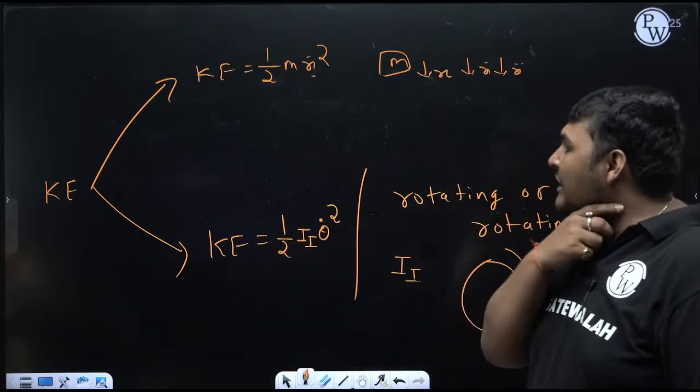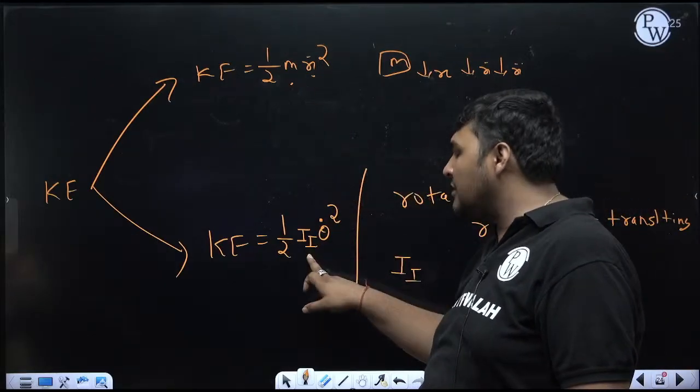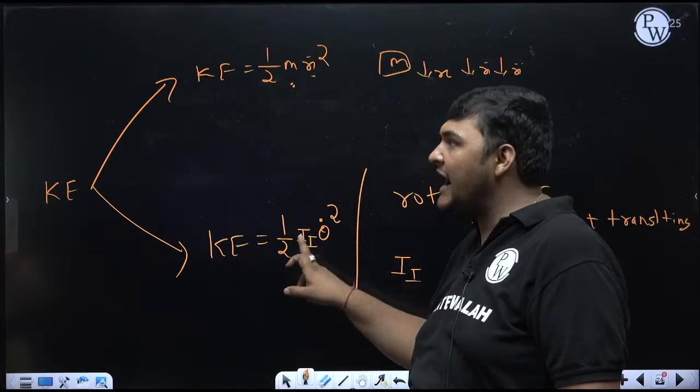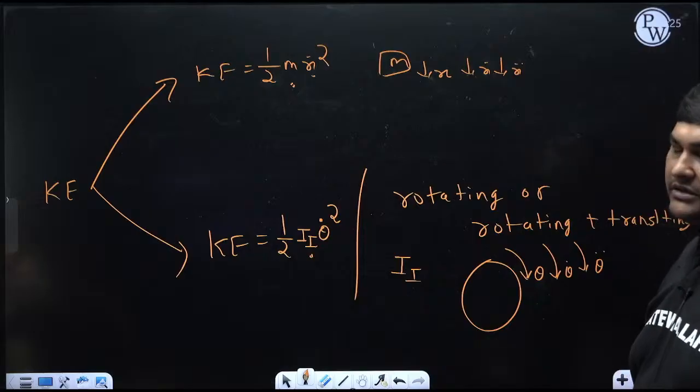If in any vibratory system there is a translating mass and also a rotating mass, use this formula for the translating mass and this formula for the rotating mass, add them, and you will get the total kinetic energy. So like this you can calculate kinetic energy.